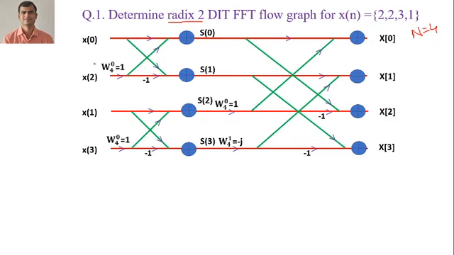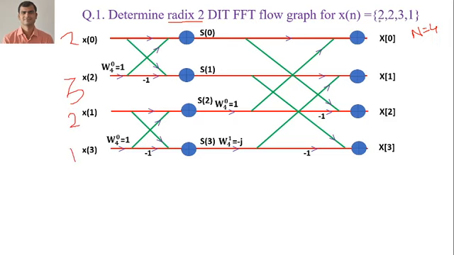Here input sequence is in bit reverse order and output sequence is in natural order. Always remember, for DIT FFT algorithm your input sequence is in bit reverse order and output sequence is in natural order. So what is the value of x of 0? The value of x of 0 here is equal to 2. Value of x of 2 here is equal to 3. Value of x of 1 is 2 and value of x of 3 is 1.